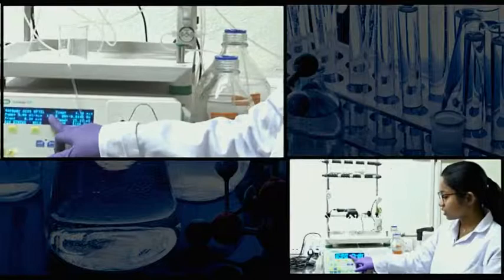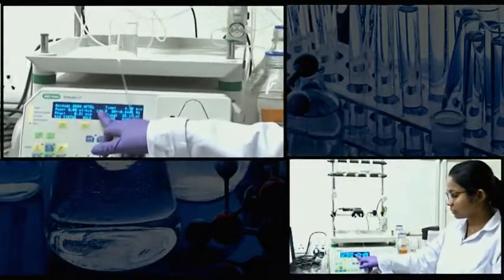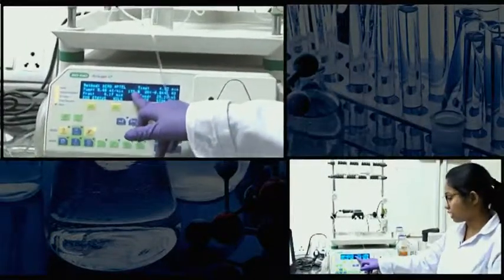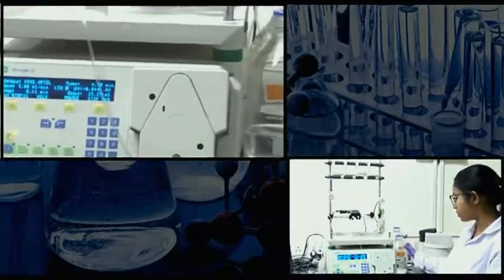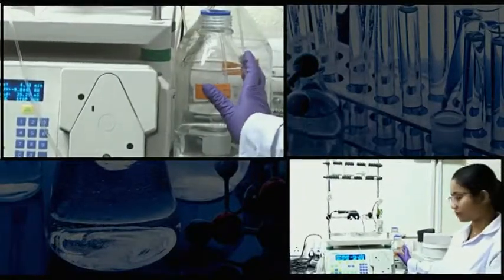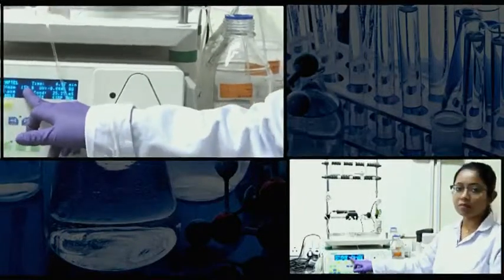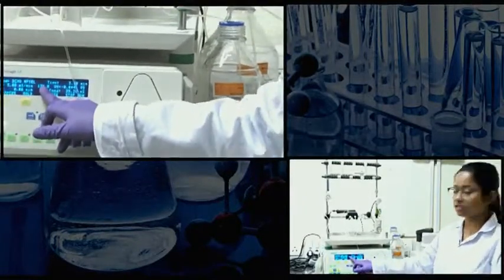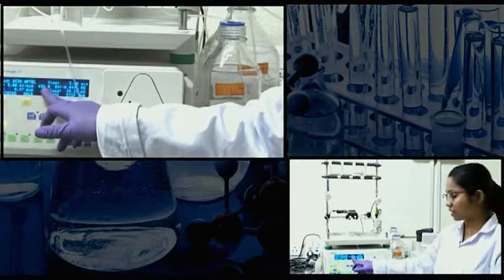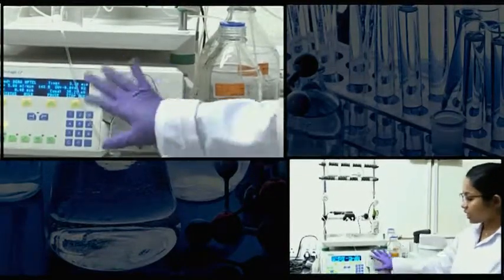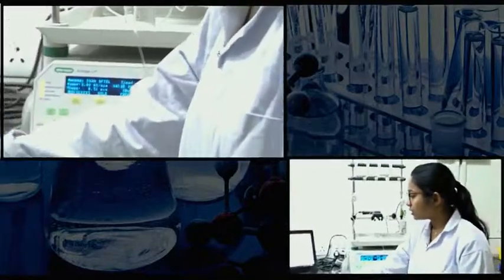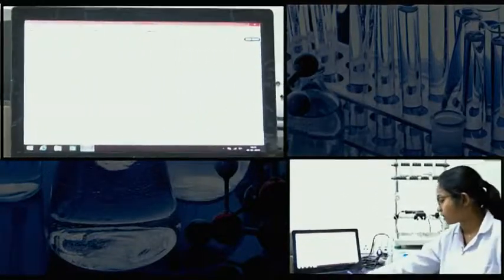In this monitor it will show how much of buffer B is getting passed through. It is around 12% B, that means it is mixing at the proportion of 12% B, and simultaneously it will go up. As we have mentioned, 0 to 100% of buffer B will pass. Now it is going to 14% B, and while this is happening, the monitor will show us in which fraction is getting collected.